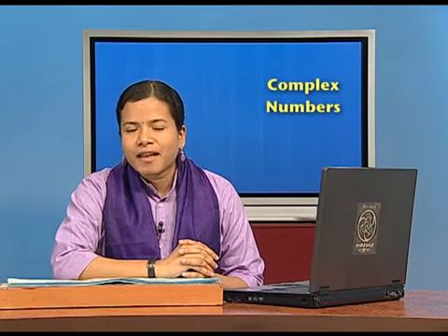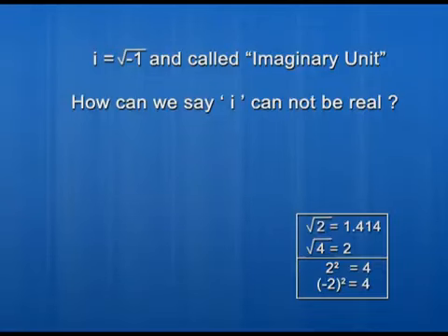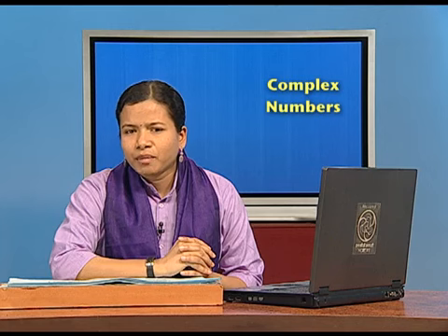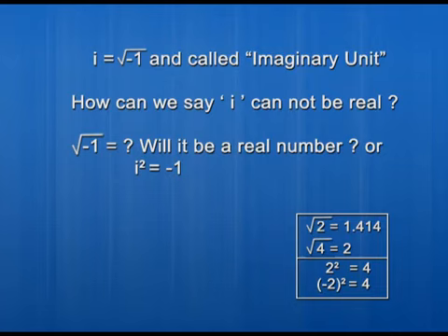Up till now you must have noticed that we have always found square roots of positive numbers only. For example, we have found square root of 2, which is 1.414, which is a real number, and square root of 4 is 2, which is an integer. But can you find a real number which will be the value of square root of -1? This question might be confusing for you. So let me transform this question. Since i is equal to square root of -1, if we take square on both sides, it becomes i square is equal to -1.